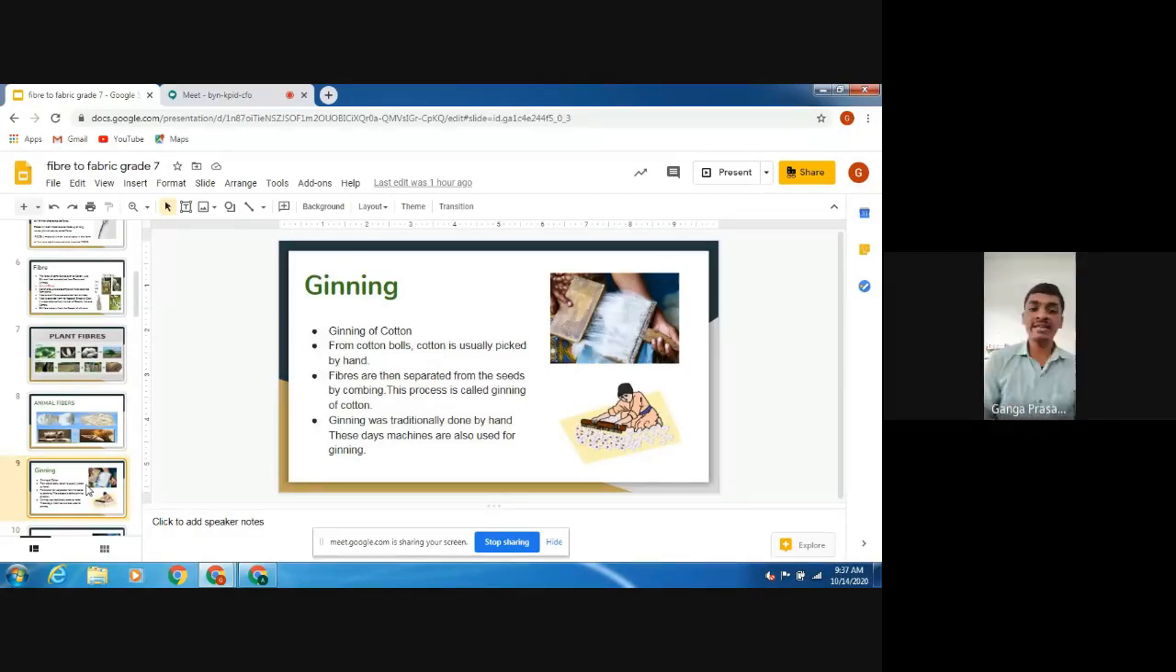What is meant by ginning? The process of separating seeds by combing. This process is called ginning. The process of separating seeds from cotton fiber by combing is called ginning.